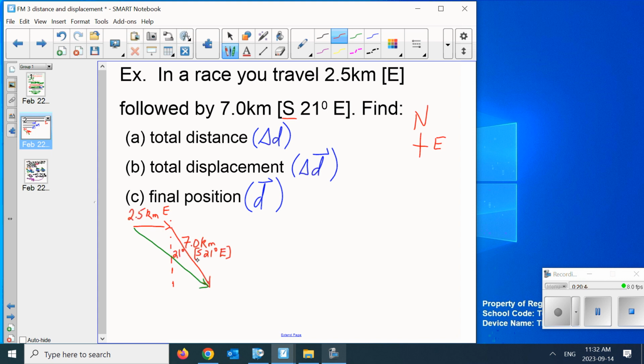This means we need calculators and sine and cosine. Follow the right channel. Okay, the total distance is pretty easy. We can do this one in our head. Total distance, it's 2.5 plus 7. Okay, that one's no problem, 9.5.